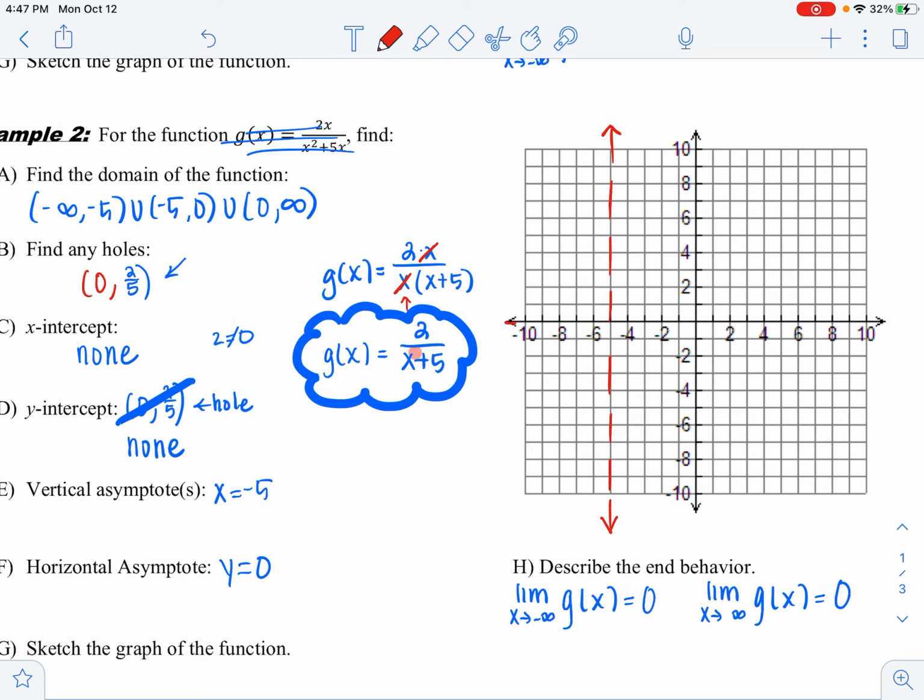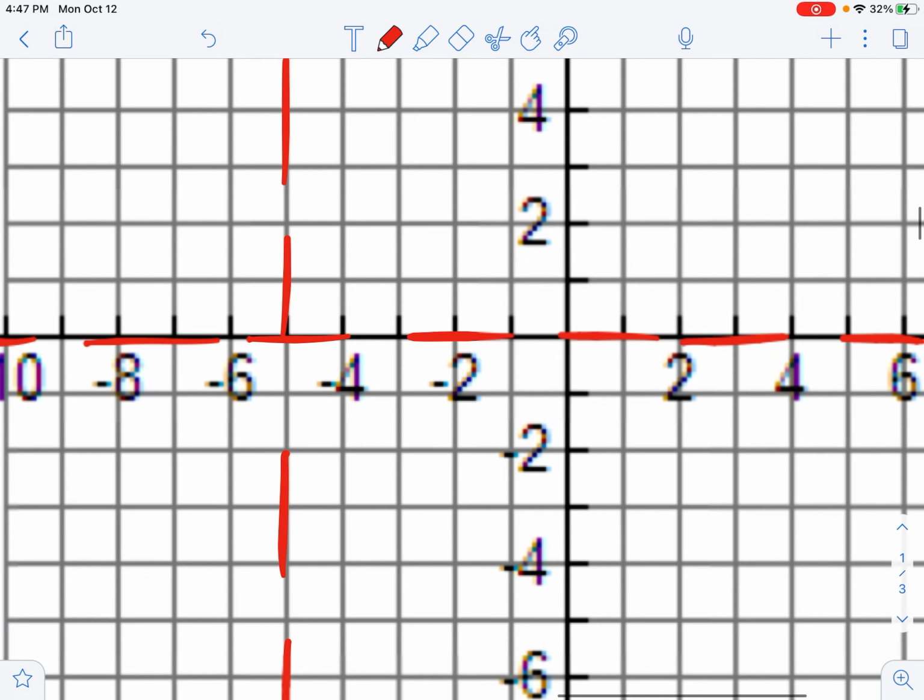Horizontal asymptote, y equals 0. All right, there is a hole at 0, 2/5. 0, 2/5, which is about right there-ish.